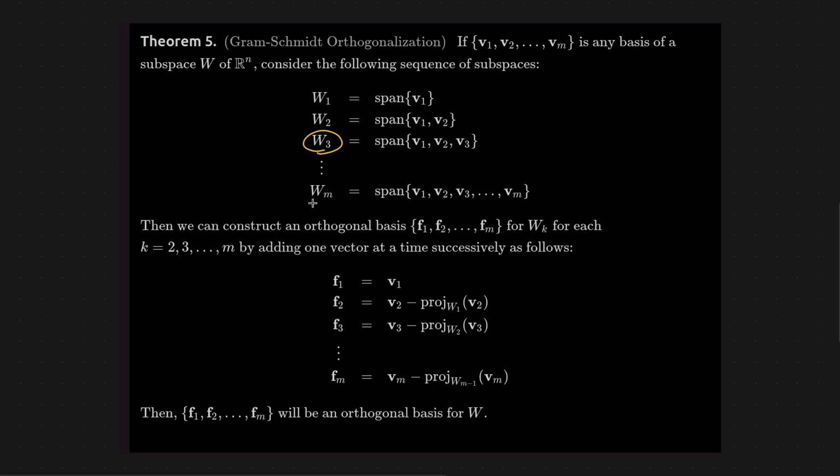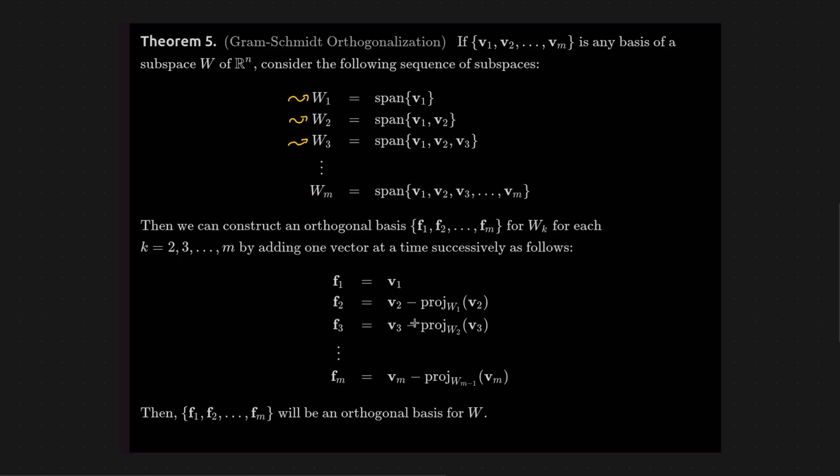W3 is again a subspace, but it's a little bit bigger than W2. We're going to keep doing this, adding one vector at a time until we get Wm. Wm is the span of all the vectors in our basis, which means Wm is equal to our original subspace W. Our goal is going to be to construct an orthogonal basis for each one of these subspaces one at a time, building up until we get to an orthogonal basis for our full subspace.